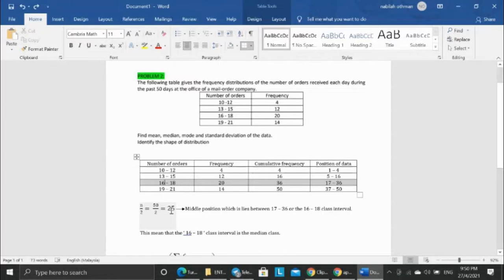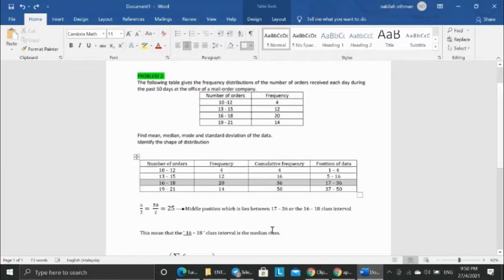So we want to know class interval for 25. So we add up the position of data column. For the first class, the data we get is 1 until 4. So we know 50 divided by 2 is 25. This means middle value at 25. This means that 16 until 18 class interval is the median class.